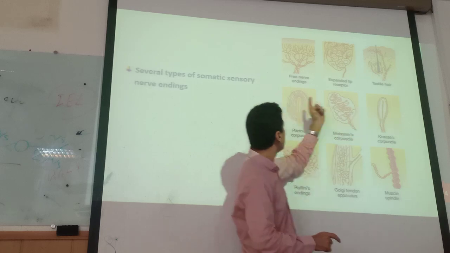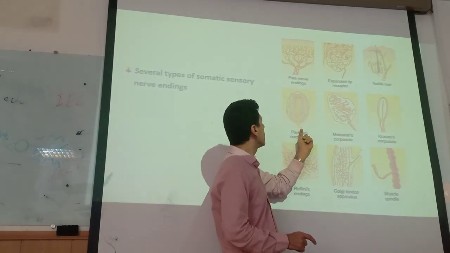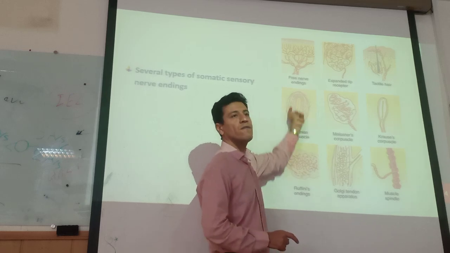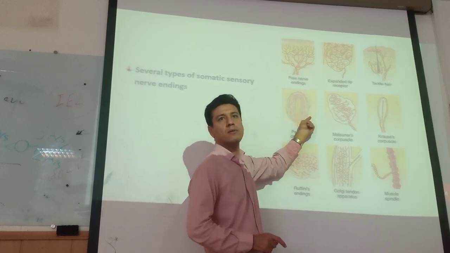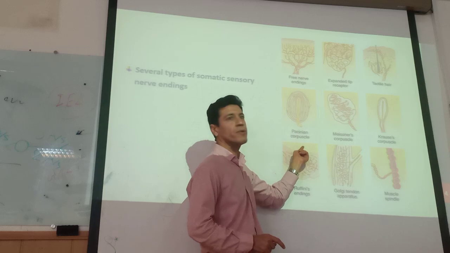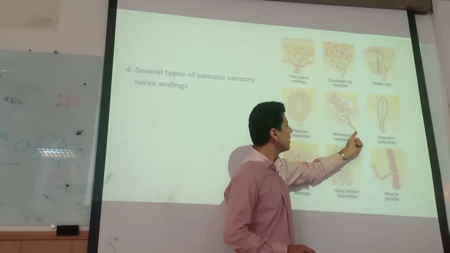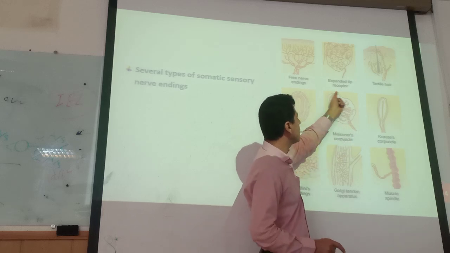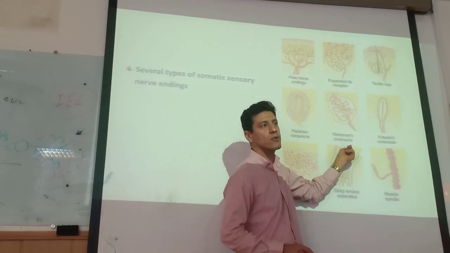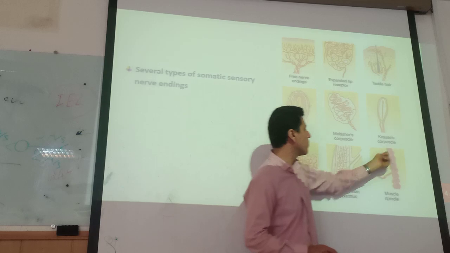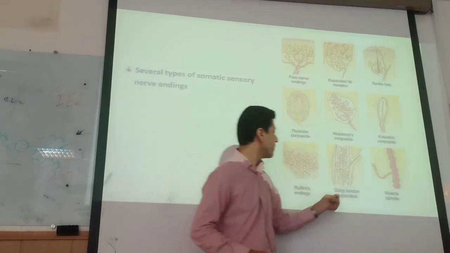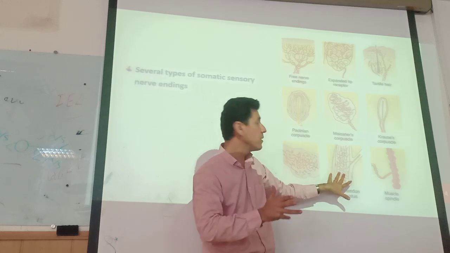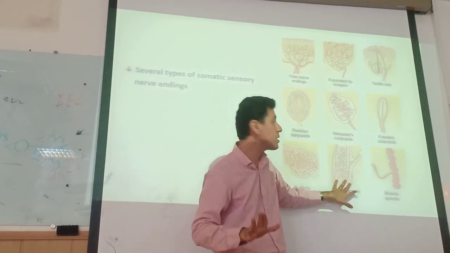For example, this one is a nerve tip which is surrounded by several layers of capsules. We call this Pacinian corpuscle. This one is a nerve tip which is surrounded by one capsule. We call this Meissner's corpuscle. This one is Ruffini's corpuscle. Any ending, Golgi tendon apparatus. I'm going to talk about this in other sessions, okay? Now I only mention the names.